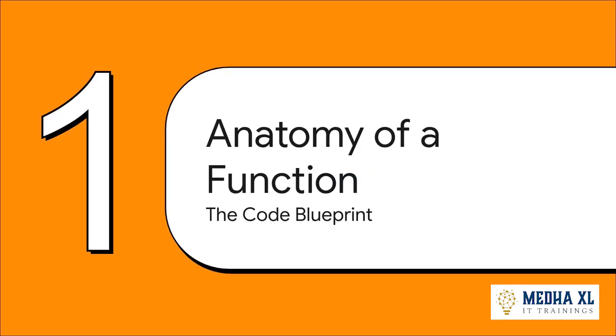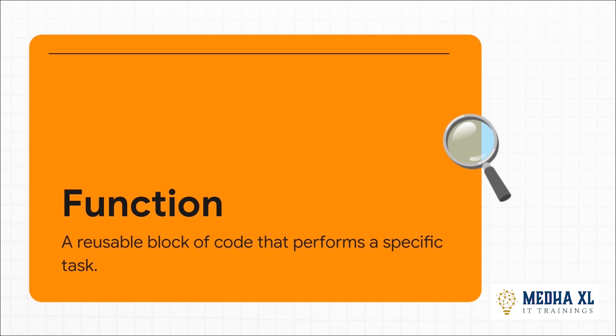So how do we actually build these code buttons for ourselves? Let's break down the blueprint, the actual anatomy of a function, so you can start making your own. At its heart, this is all it is. A function is just a self-contained package of instructions that you give a unique name. So instead of writing out those instructions every single time, you just call it by its name. It is the ultimate work smarter, not harder tool in programming, for sure.